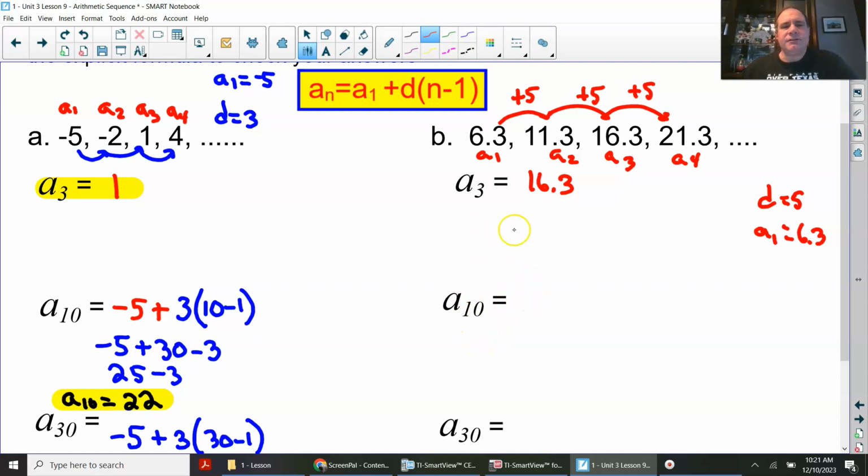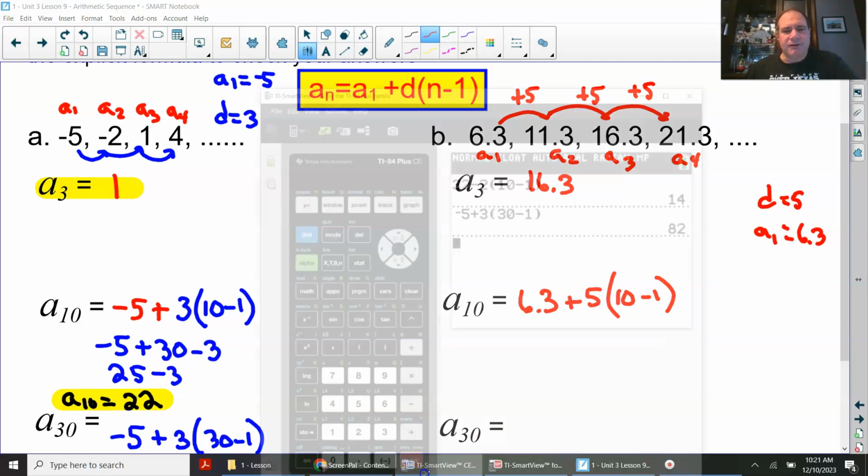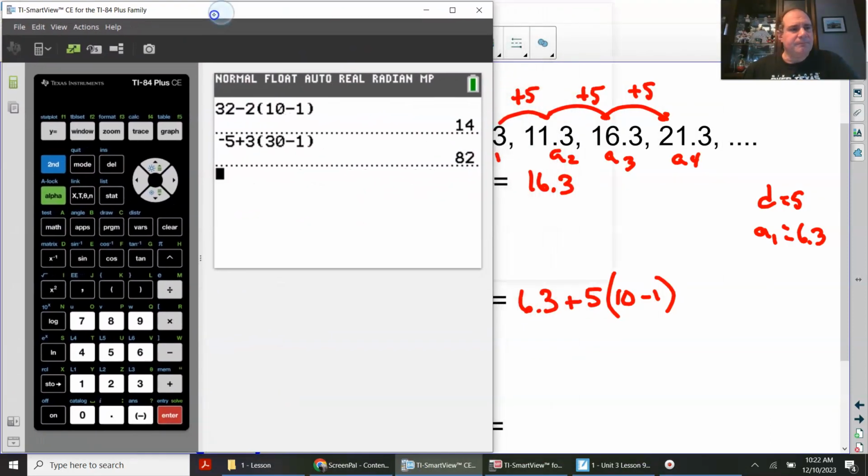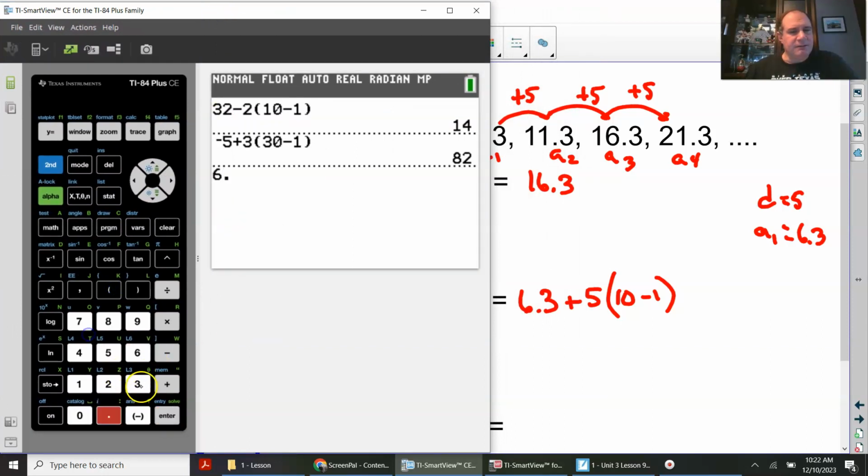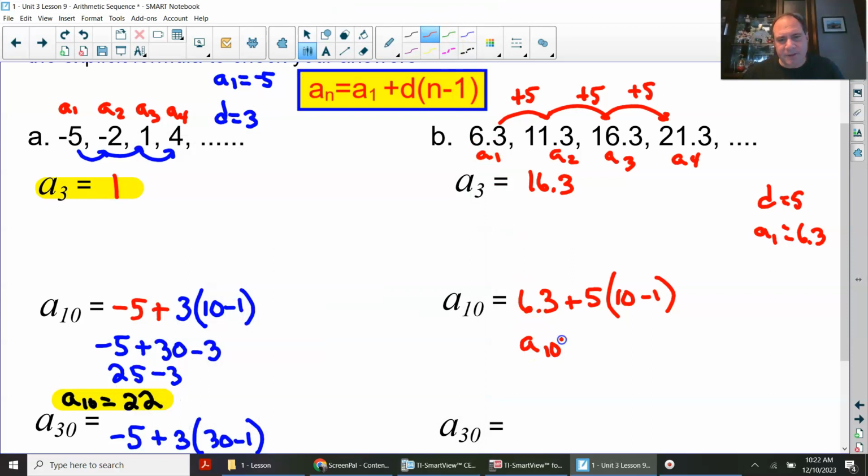But a sub 10, you would have to use the formula, all right? Or you could jump to a sub 10 by adding 5 each time. I don't want to do that. I just use the formula. So a sub 1 is 6.3. The common difference is 5 times the term that you're looking for, which is 10, minus 1. And that's the formula. You grab your calculator. I'm just going to move this over. And just put 6.3 plus 5 times 10 minus 1. And you press enter, you get 51.3. So a sub 10 equals 51.3.